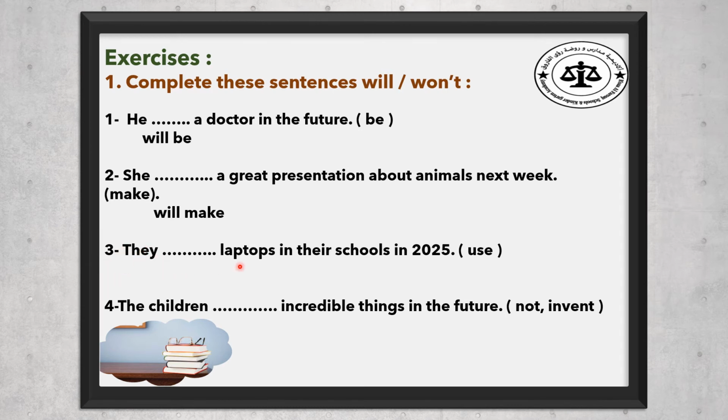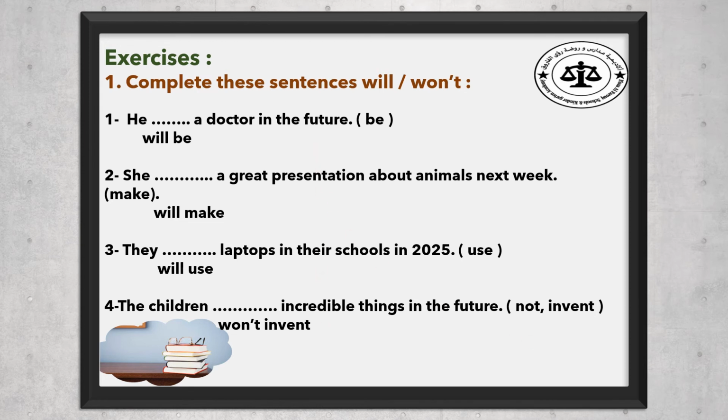They laptops in their schools in 2025. We have the verb use. They. Yes, excellent. They will use. The last one. The children incredible things in the future. We have not and invent. So, what is the negative form of will? Excellent. The children won't invent or will not invent incredible things in the future.